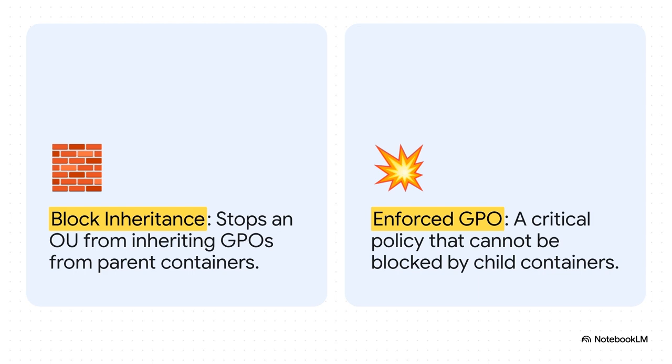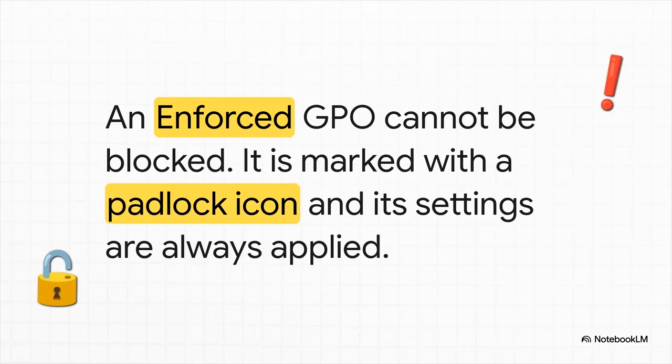A policy from higher up can be enforced. Think of an enforced policy as a battering ram that is so important it just smashes right through any of those shields. Yeah, an enforced policy is the ultimate trump card. It's like a federal law that overrides a local one. It is absolutely non-negotiable. And you can even see it in the management console. It gets this little padlock icon right next to it, which is the perfect visual cue that says, hey, this rule is locked in. It's absolute, and nobody down the line can block it.